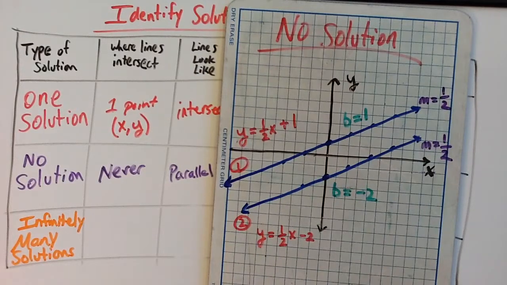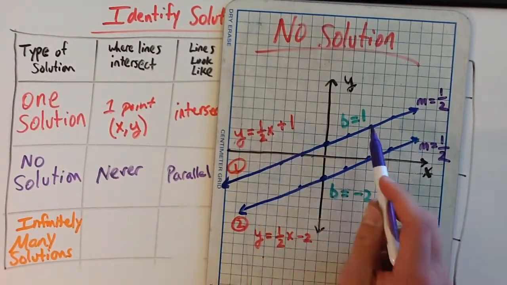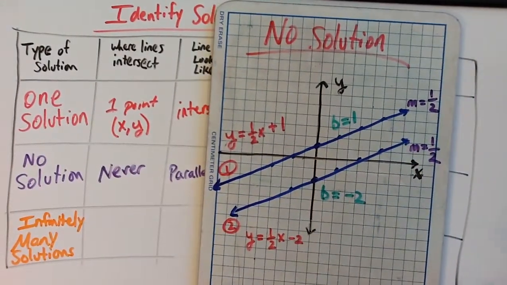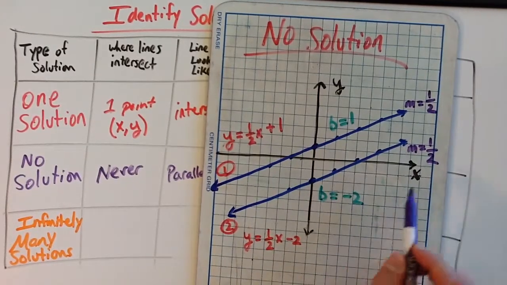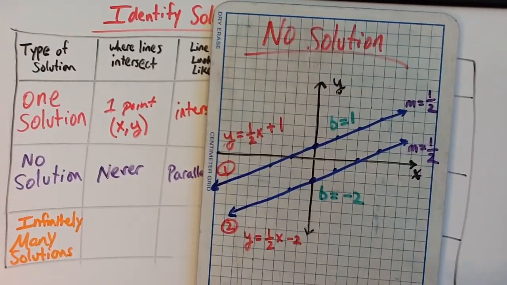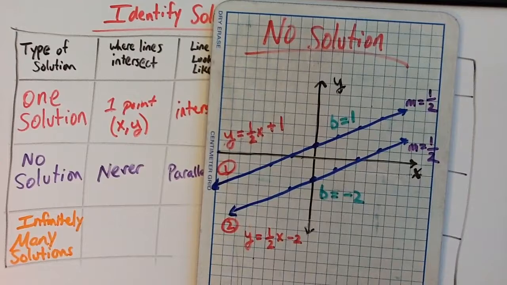Okay, this line, the top line, is equation number 1, y equals 1/2 x plus 1, where the slope is 1/2 and b is 1. And the second line is y equals 1/2 x minus 2. Again, b is negative 2, and the slope is 1/2. As you can see, these lines are parallel lines, right? They run parallel to one another like train tracks. They will never ever intersect. They will never ever cross.